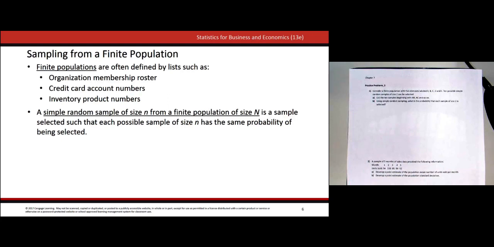Then you can randomly select a sample of size n from a population of size N, which means that you can select a simple random sample of size n from a population of N. What does simple random sample mean? Each possible sample of size n has the same probability of being selected.